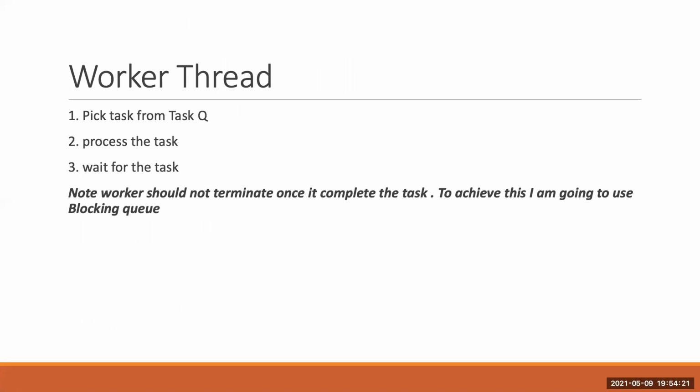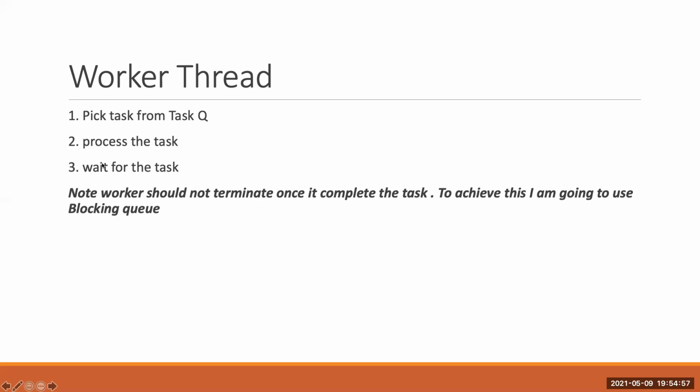It's a thread, implementing the runnable interface. It's a normal thread I'm creating. So what is the purpose of this worker thread? It will pick the task from the task queue, which is the blocking queue in our case, and process it. If the task is available, it will pick it up and process it. If a task is not available in the queue, then it will wait for the task.